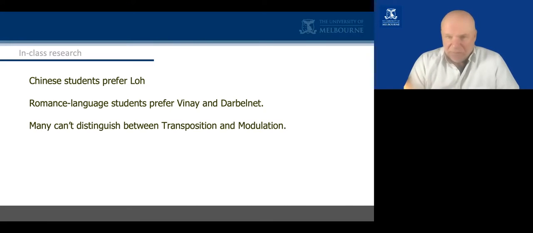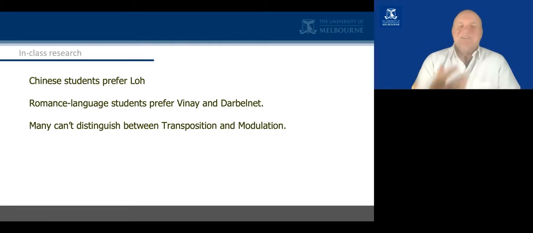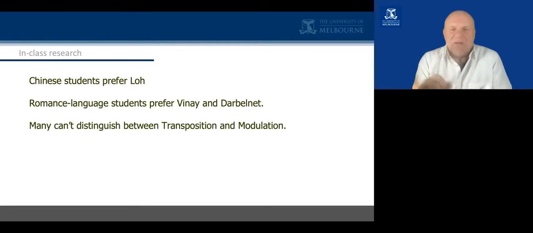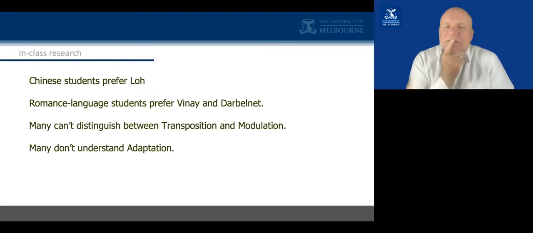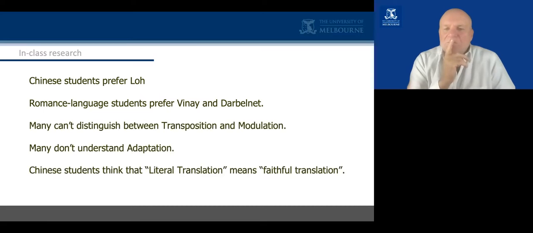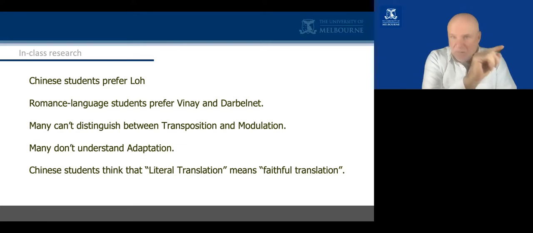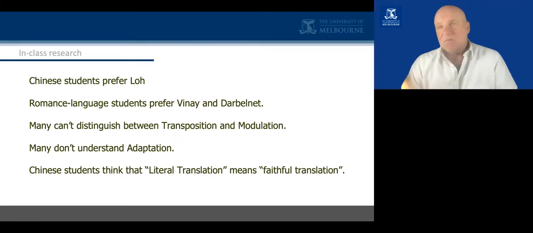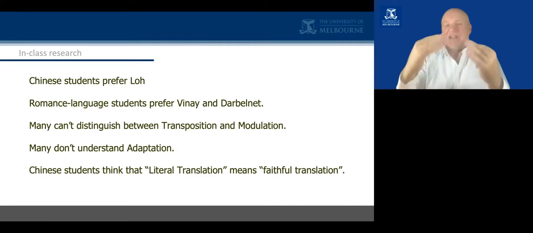For example, transposition and modulation, they're terms actually taken from music theory. People sort of ask, what does that one mean? What does that one mean? And the terms are rather hard to understand. And the notion of adaptation also proves quite difficult. Chinese students, I find when we do this, tend to think that a literal translation, what they mean, the ink is on the table type translation, is a faithful translation. But, for somebody like Nida, faith can be on any level of the text.